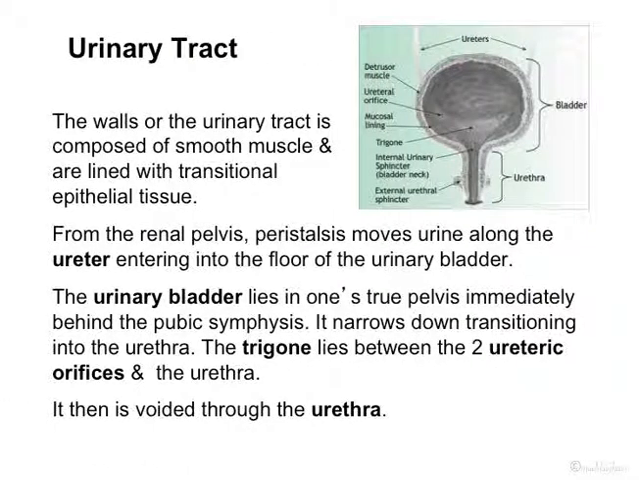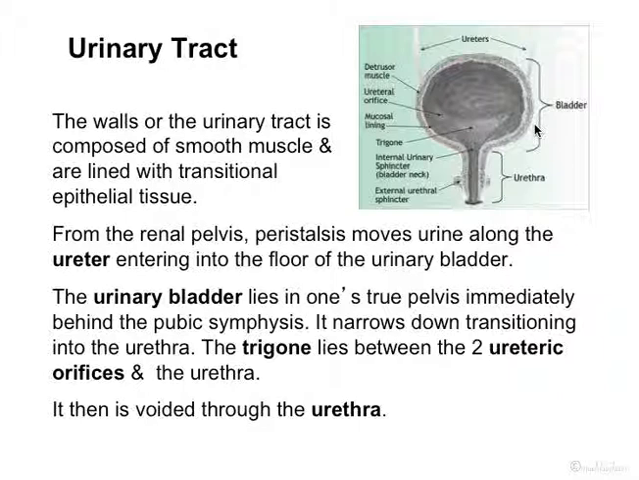And that brings us to the urinary tract. The wall of the urinary tract is composed of smooth muscle and lined with transitional epithelial tissue. There's a typo up here. Transitional epithelial tissue right in here, that's the bladder. Transitional means you can stretch the tissue. The cells can be cuboidal, columnar, or stretchy, squamous-looking.